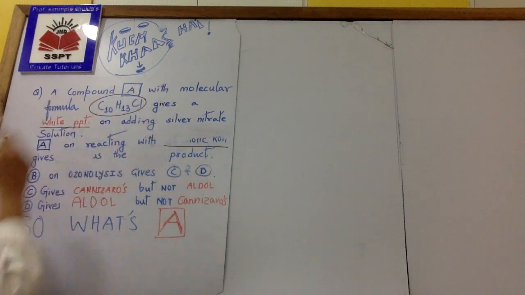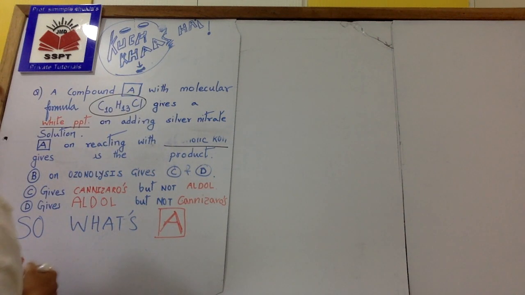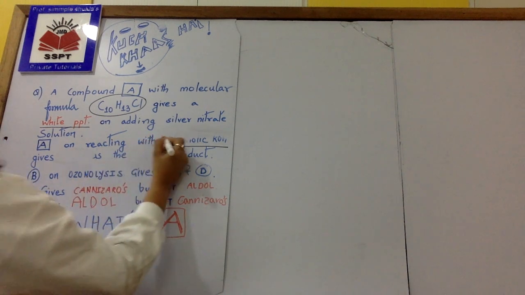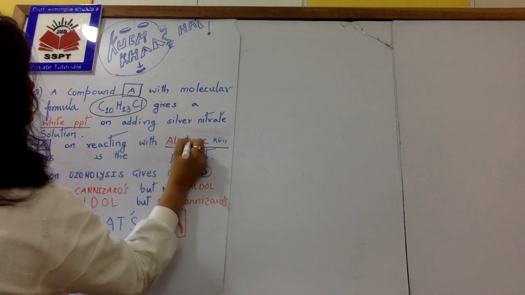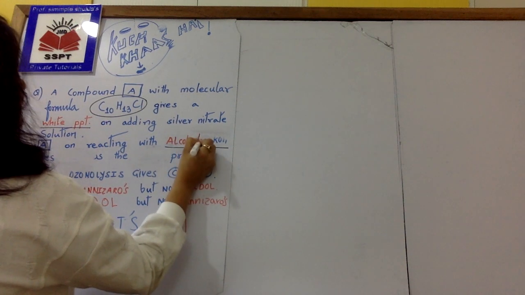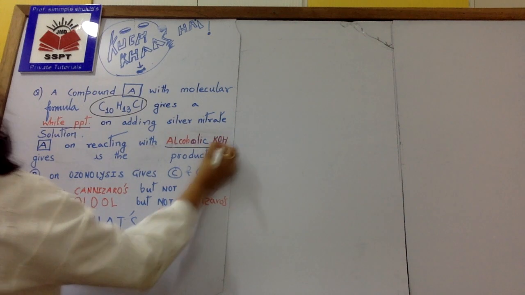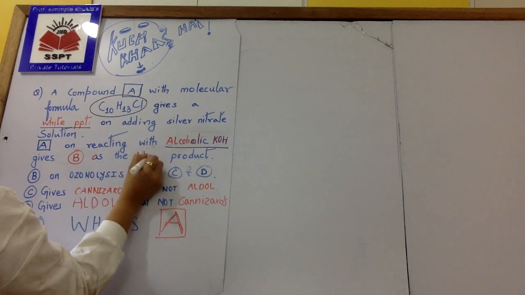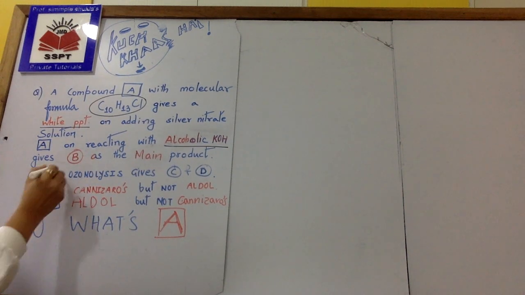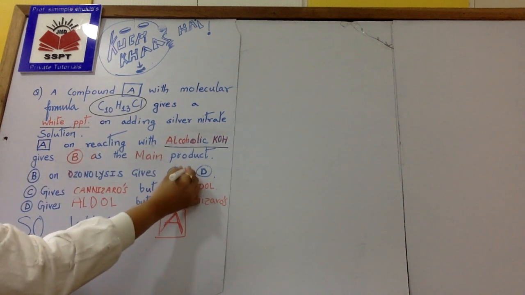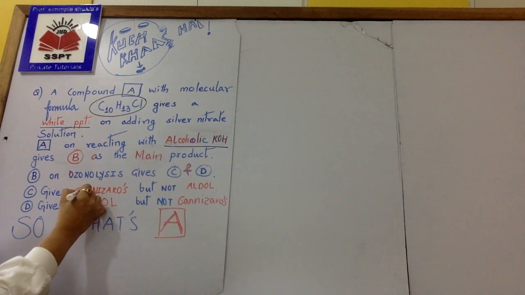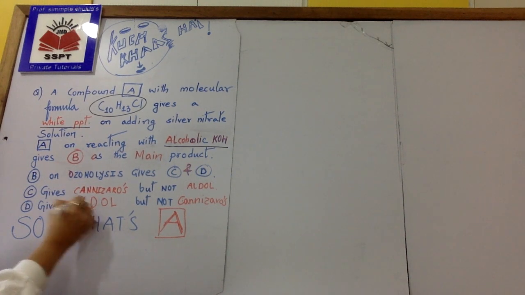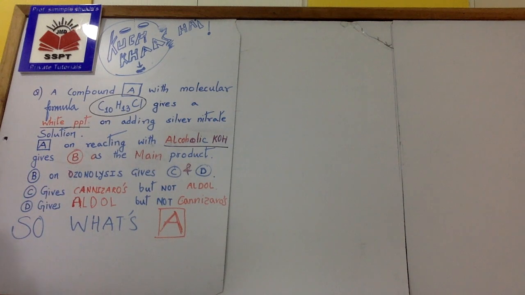A compound A with molecular formula C10H13Cl gives a white precipitate on adding silver nitrate solution. A on reacting with alcoholic KOH gives B as the main product. B on ozonolysis gives C and D. C gives Cannizzaro reaction but not aldol. D gives aldol but not Cannizzaro reaction.